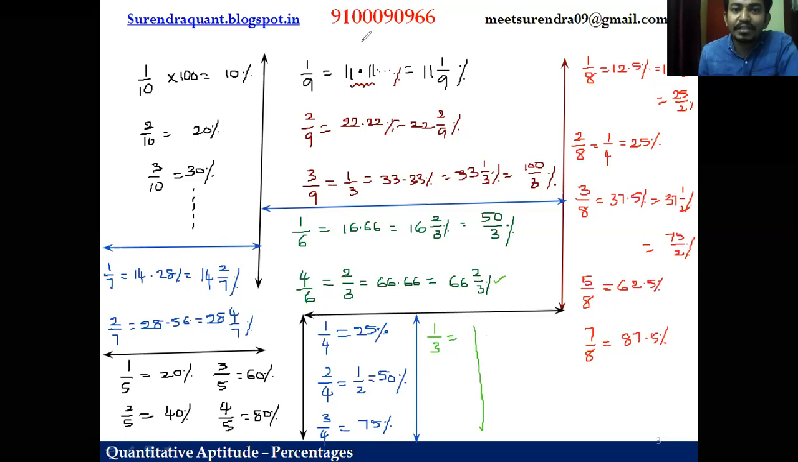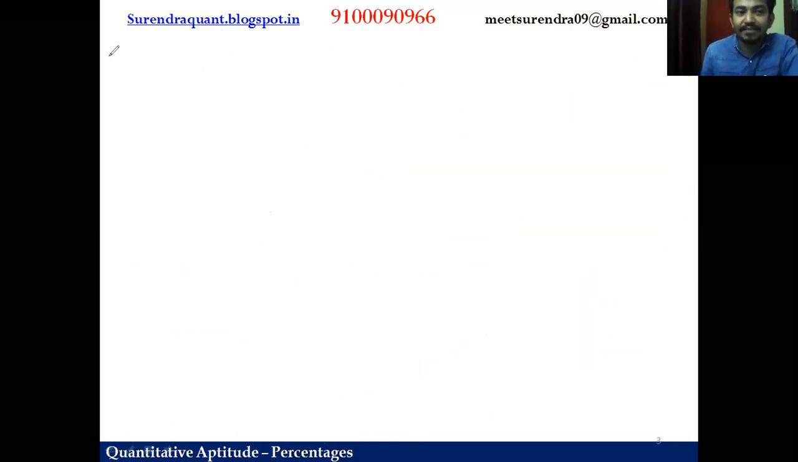Now let us go for the next discussion. What if the numbers having denominator as 11? So 1 by 11 means that is 9 1 by 11%, or this is also 9.09%, and equivalent decimal is 0.0909 and so on. And I always suggest you guys to remember these mixed fractions and percentage equivalents.